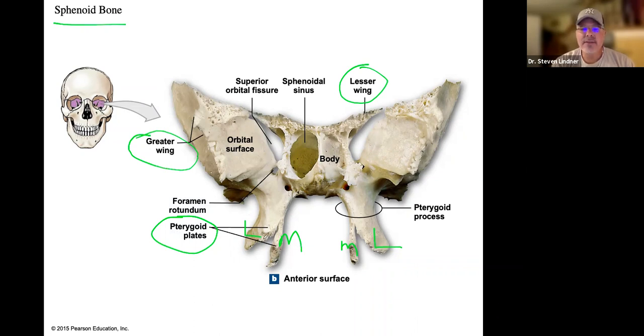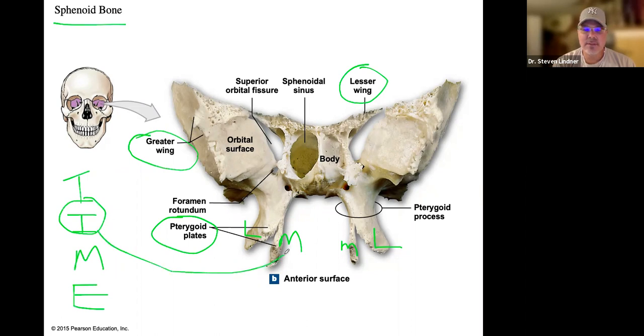What's the significance of the medial and lateral pterygoid plates? There are muscles that attach there, and they are the chewing muscles. We call them muscles of mastication. It's the temporal muscle, the internal pterygoid, the masseter, and the external pterygoid. Now, the other name for internal pterygoid is medial pterygoid, and the other name for external pterygoid is the lateral pterygoid. So they're interchangeable terms.